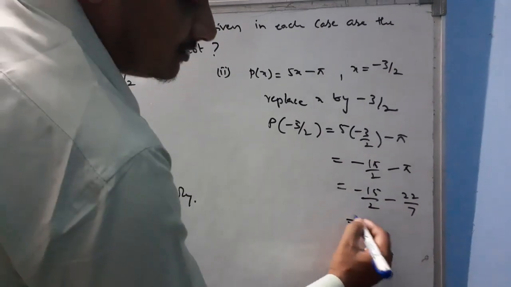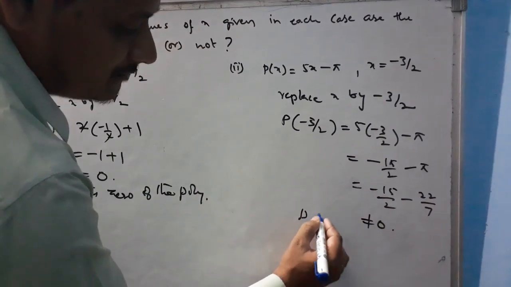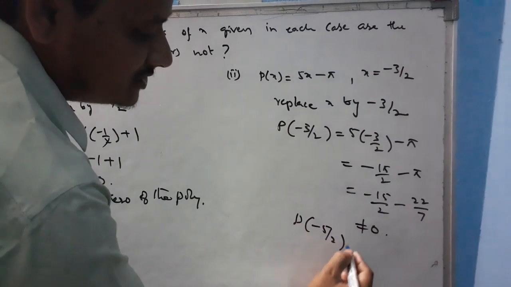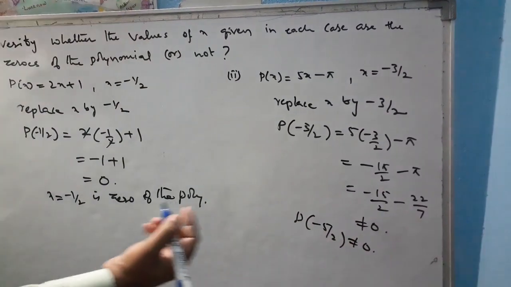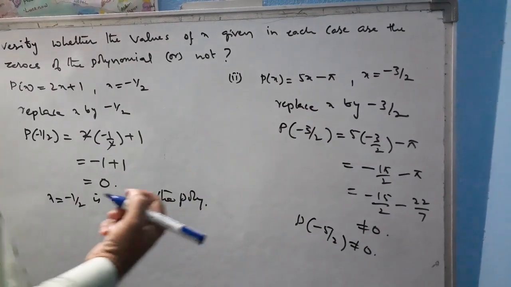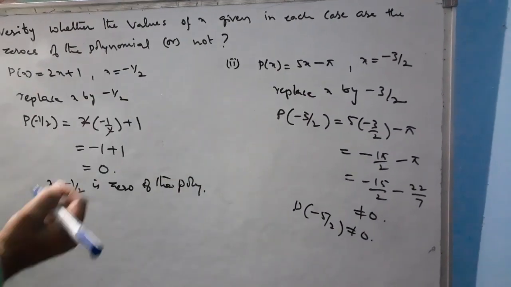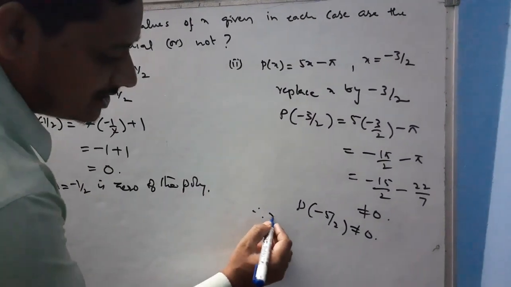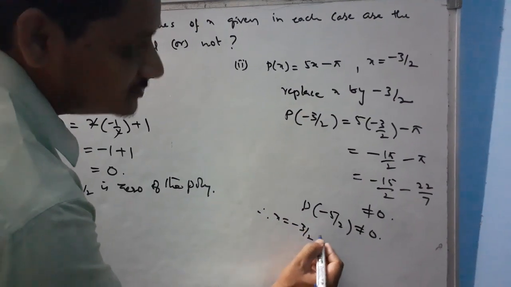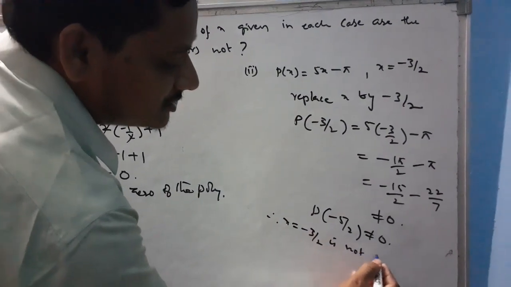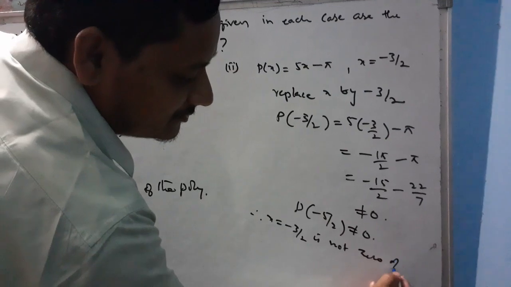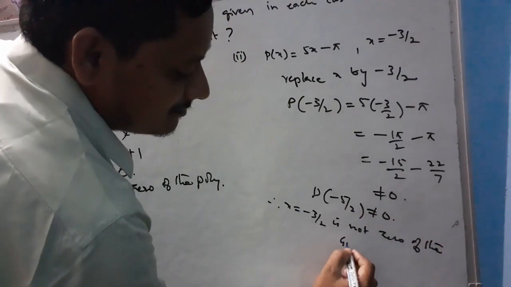So it is not equal to 0. So p of minus 3 by 2 is not equal to 0. Therefore x equal to minus 3 by 2 is not a zero of this polynomial. So therefore x equal to minus 3 by 2 is not a zero of the given polynomial.